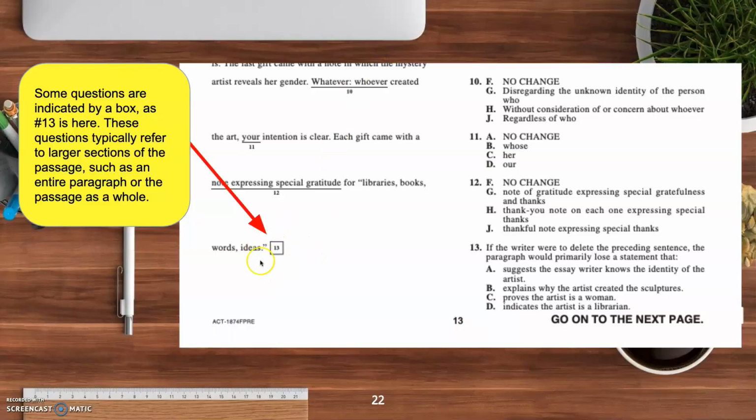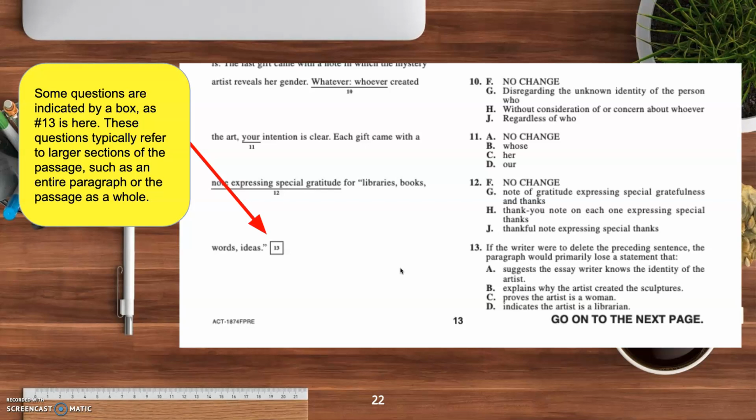And finally, we want to know that these little boxes are also indicating a question. So while most of the questions are underlined with the number below, some questions have a box. These questions typically refer to a larger section of the passage, like an entire paragraph or even the passage as a whole. So when we take a look at number 13 over here, for example, we see that it's talking about this particular paragraph, and what that paragraph would lose if a sentence were deleted.